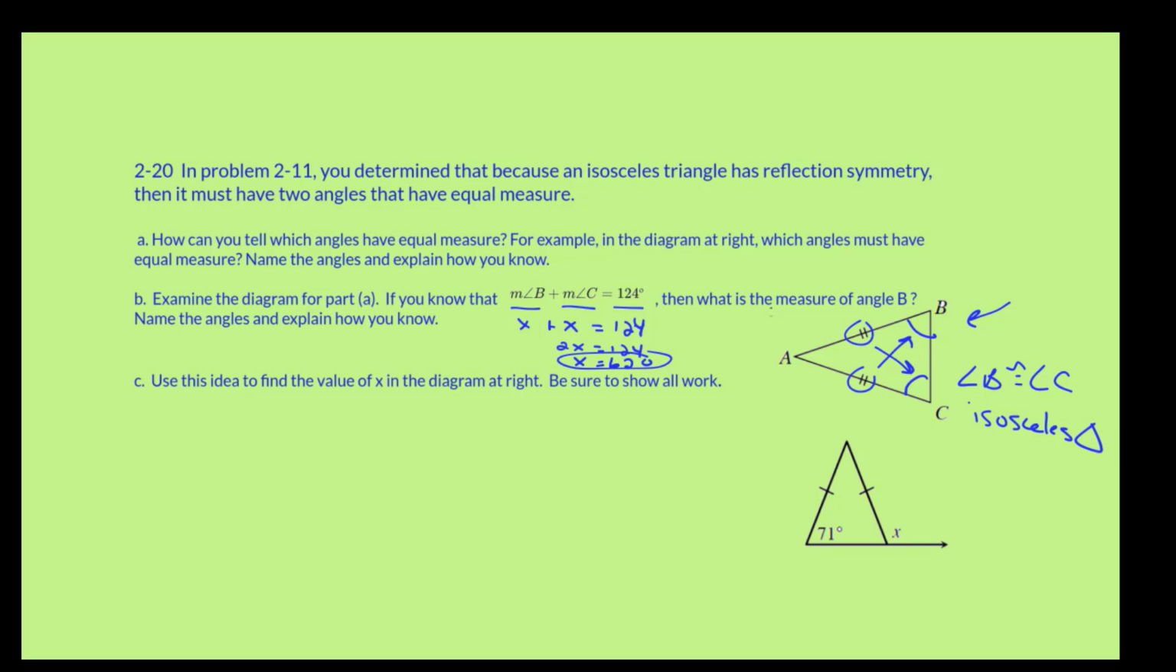And that makes sense, because if I plug 62 in for measure of angle B plus 62 for measure of angle C, because they're equal, it does equal 124 degrees. So hopefully that helps. Okay, that's part B.